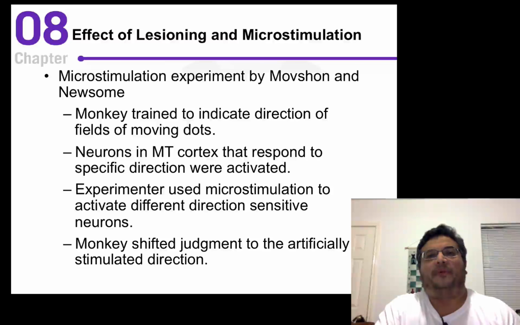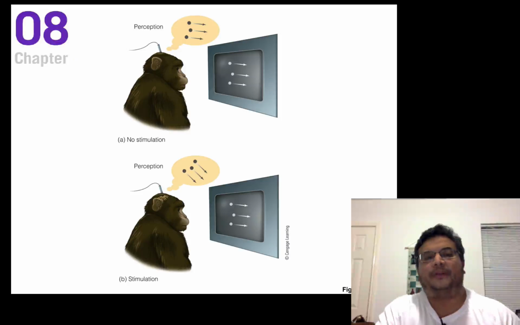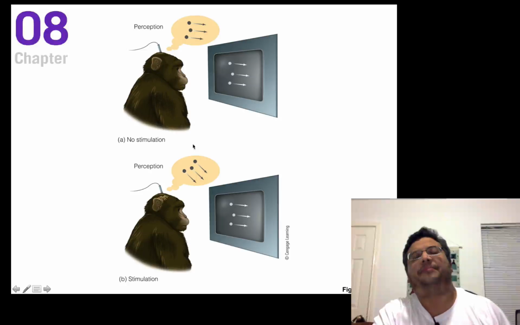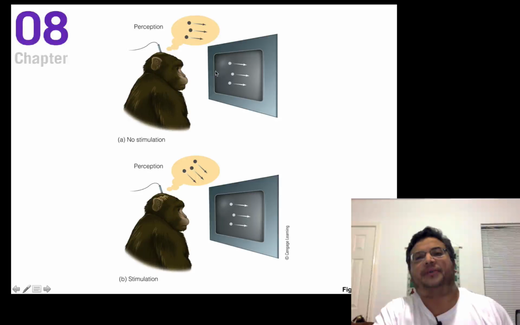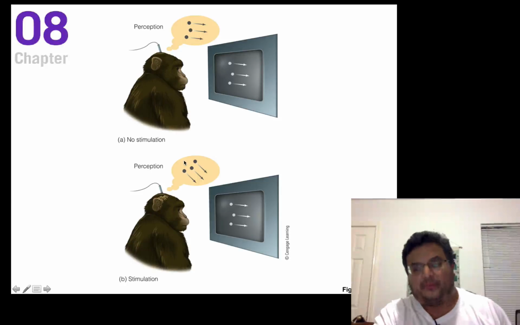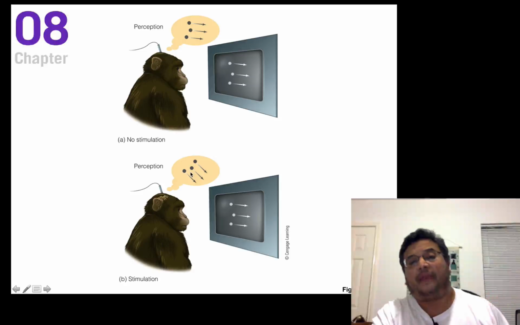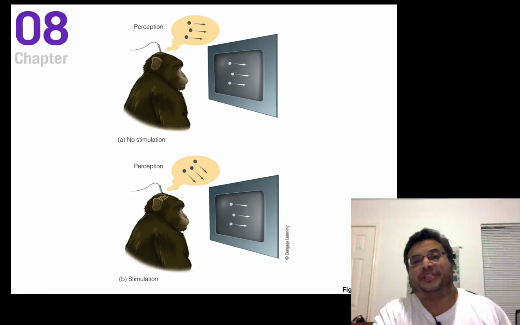So again, with no stimulation, the monkey is going to say, oh, I see dots going that way. But if the dots are going that way, and I stimulate the neurons that tell the monkey that the dots are going downwards, the monkey is going to report to me with its behavior that it's perceiving this. It's perceiving whatever part of the brain is being stimulated.